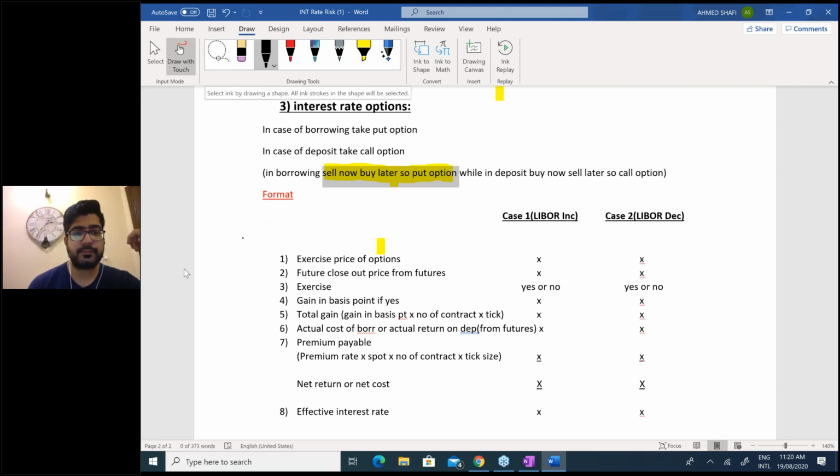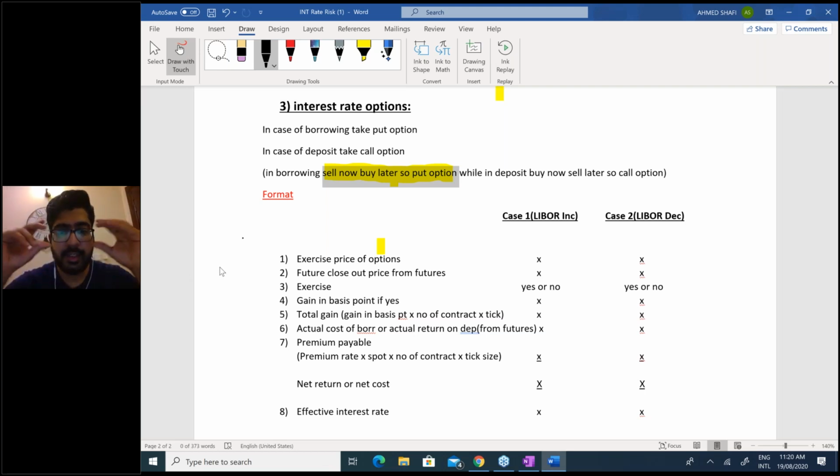for options. This is the presentation format you have to show for options. Okay, you need to give heading of two cases. Case one, LIBOR increase. Case two, LIBOR decrease. There are bright chances you would get both cases in the question. In one case, LIBOR would be increasing. In the second case, LIBOR would be decreasing.